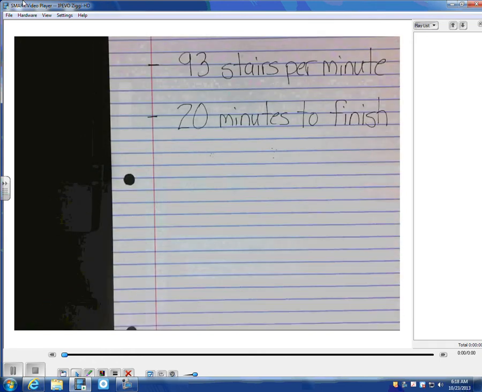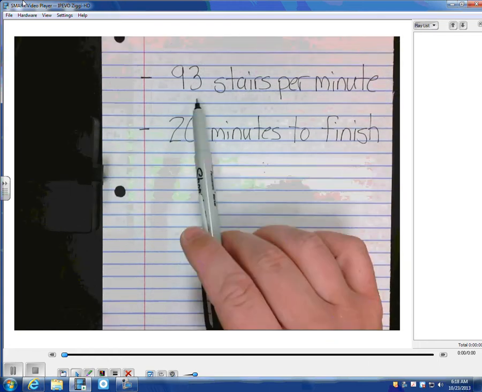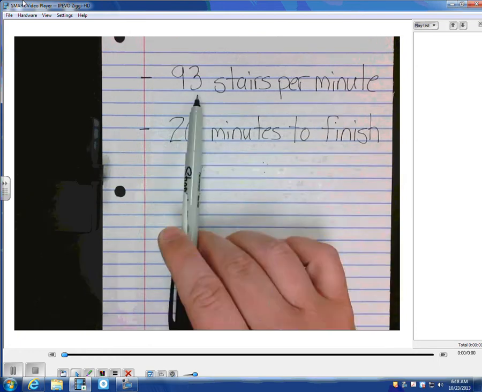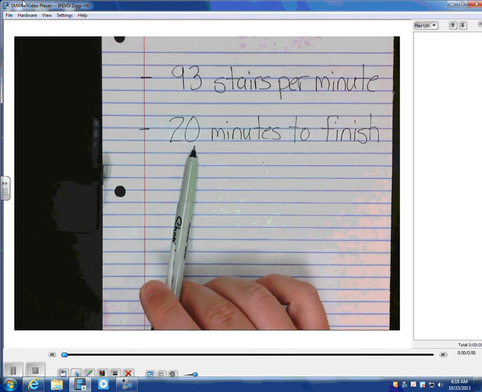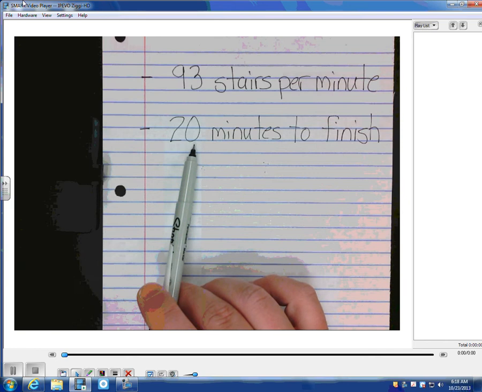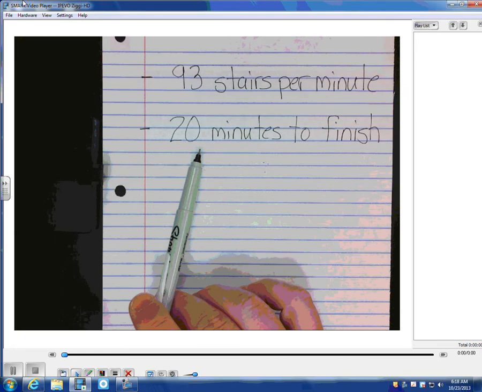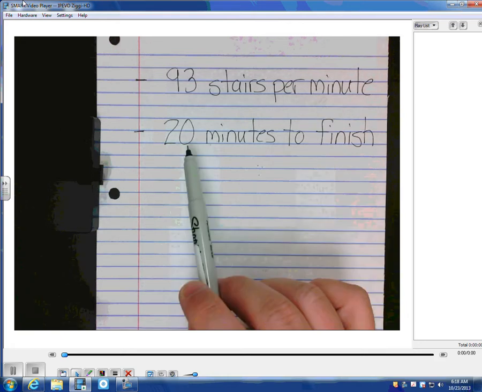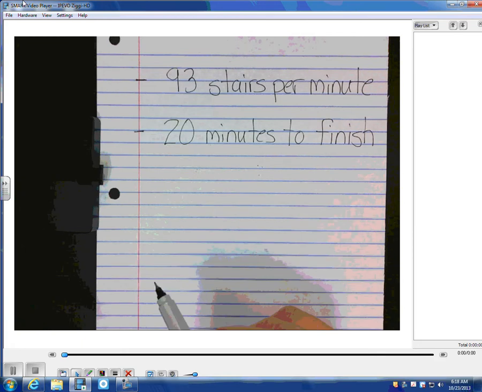Okay, so let's look at this. And these should start making more sense to you because we've been having these repeatedly. Okay, so again, 93 stairs per minute. That's how many she can go up. So every minute she can go up 93 stairs. It took her 20 minutes to finish, to go to the top. So they're asking how many stairs are there in the building. Okay, so again, 93 stairs she can go in 1 minute, and it took her 20 minutes to go to the top. So how many stairs would there be in the whole building?